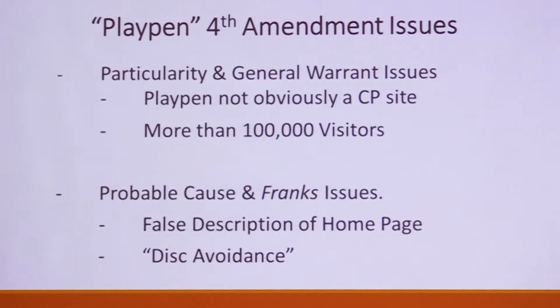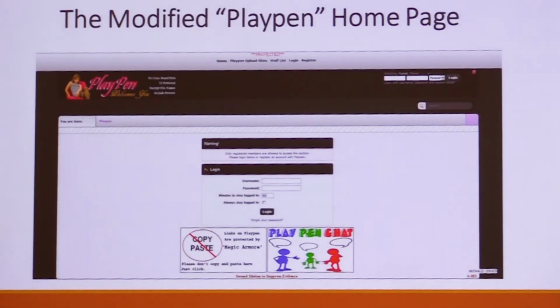So now, Playpen and the Fourth Amendment issues, of course, Riana touched upon these. Obviously, the core issue that we were dealing with was the particularity and general warrant issues. Playpen was not obviously a child pornography site. This is actually the homepage. It really looks like a chat room. There was no child pornography on the homepage itself.